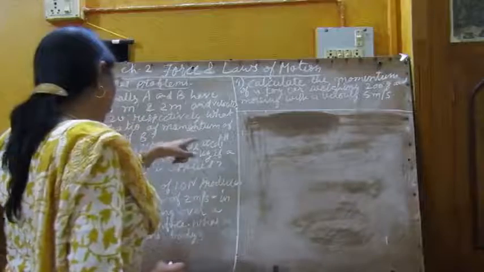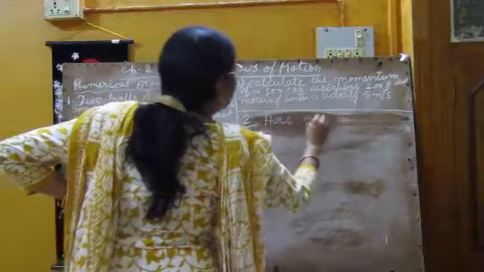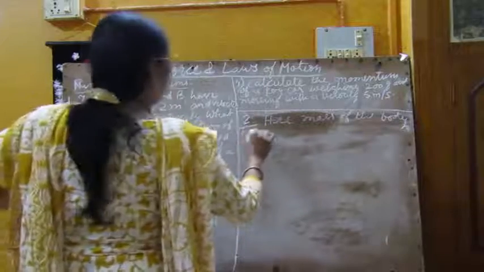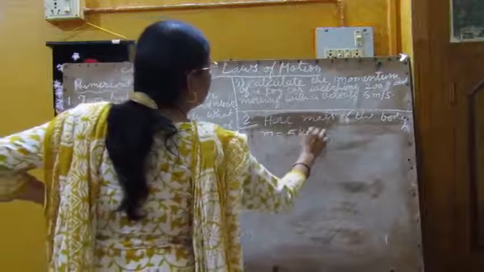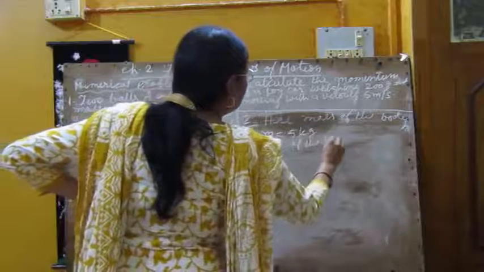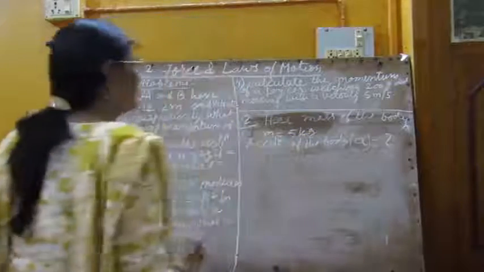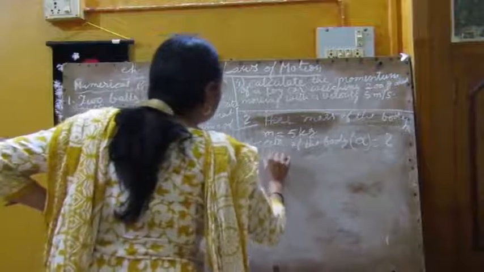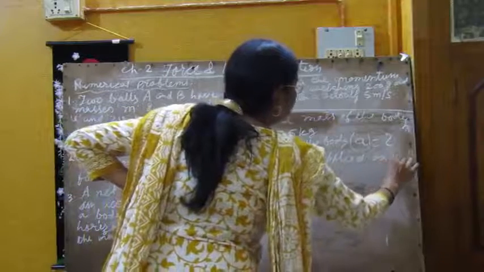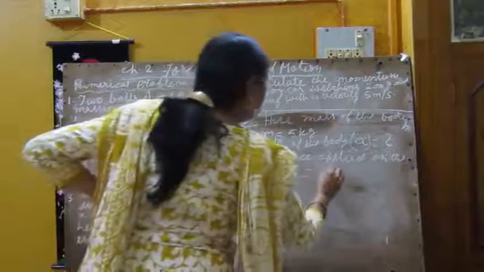Now, what will be the acceleration of a body of mass 5 kg? Number 2, here the mass of the body M equals 5 kg. The acceleration of the body A equals unknown, a question mark, and the force applied on the body F equals 200 N.